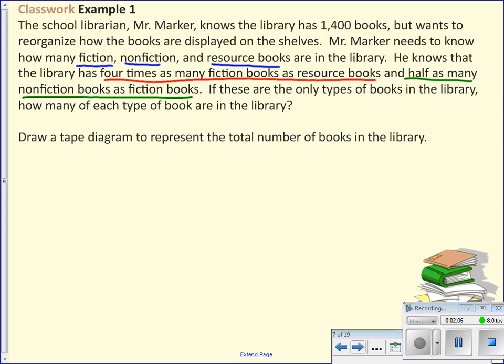What do you think would be easier to start with? Resource, fiction, or nonfiction? What are the others? 2 out of the 3 are based on one of them. Fiction. Well, if it's 4 times as many fiction as resource, what do I need to know first? I need to know the resource first.